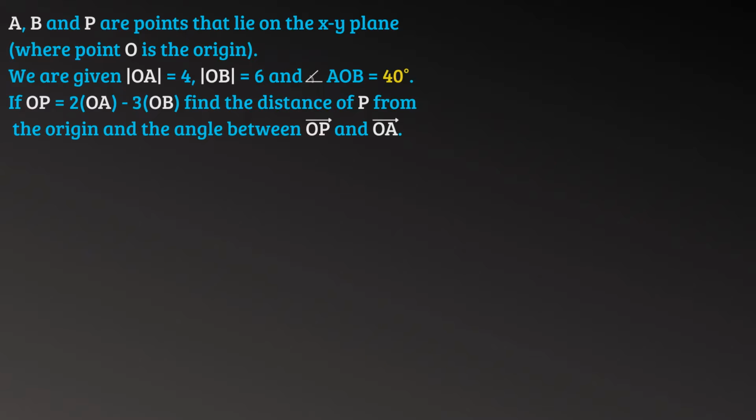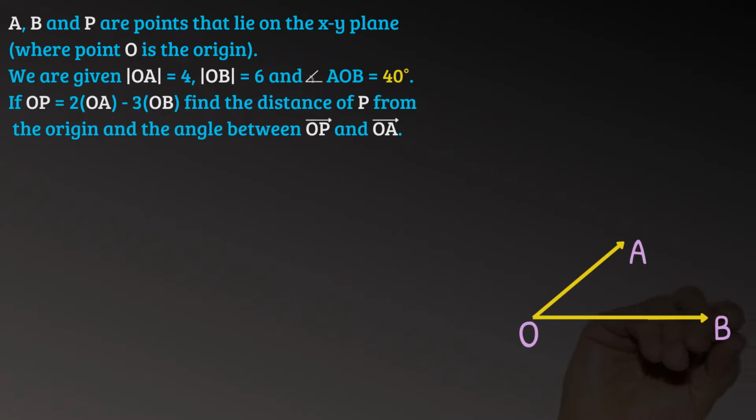In the first question we have points A, B and P and origin O on the XY plane. Now the first thing I want to do is to draw a small sketch with the information that we're given in the question, where the magnitude of OA is 4, the magnitude of OB is 6 and the angle AOB is 40 degrees. We're then told that OP is equal to 2OA minus 3OB.